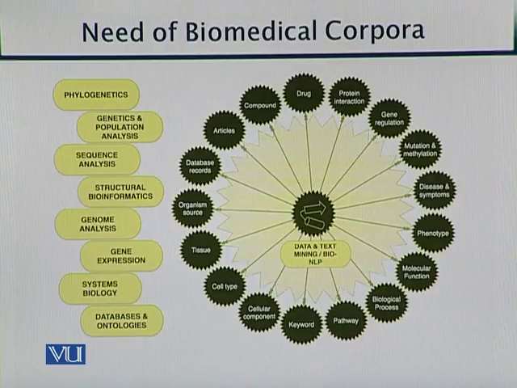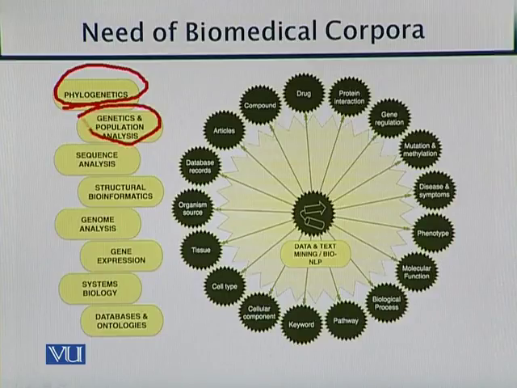Similarly, there are different applications available which are related to this biological data. What are these different applications? Such as we have phylogenetics information. This phylogenetic information is basically information related to molecular evolution and how genes have evolved over time. Then we have genetics and population analysis, which can also help us in epidemic control. Then we have sequence analysis, structural bioinformatics, genome analysis, and so on.